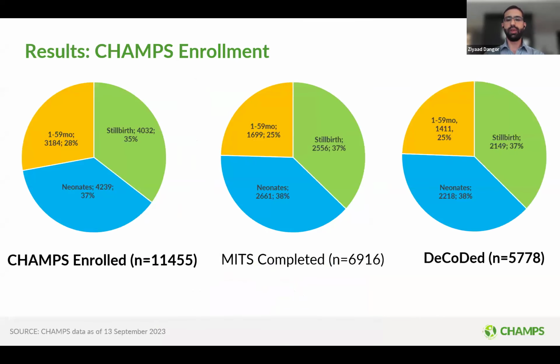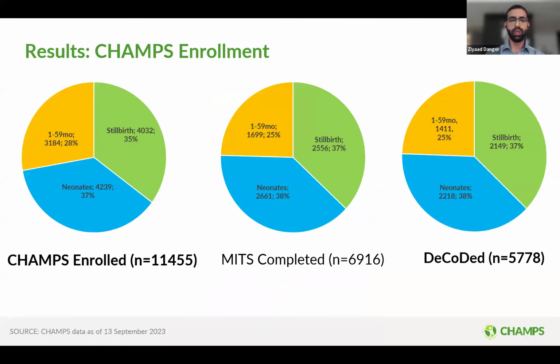So I'm just going to briefly tell you some of the results of CHEMS. The first thing I need to tell you is that CHEMS has enrolled about 11,000 participants over these last few years, and of these, MITS was completed on 6,900, and now it's past the 7,000 mark, which means that in all these countries, we've done this assessment on over 7,000 babies, and we've already decoded the cause of death in almost 6,000.